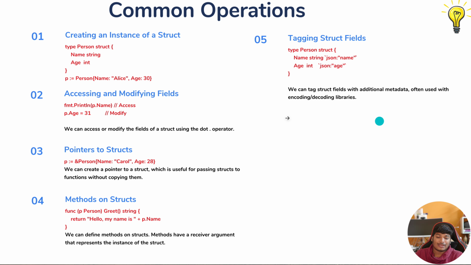Okay, so we can tag struct field with additional metadata, often used with encoding and decoding of different libraries. Okay, and as we explore through our learning journey of Go, we'll be encountering that and we'll be learning that as well. Okay, now let me show in code how you do it. It will become more clear, right?